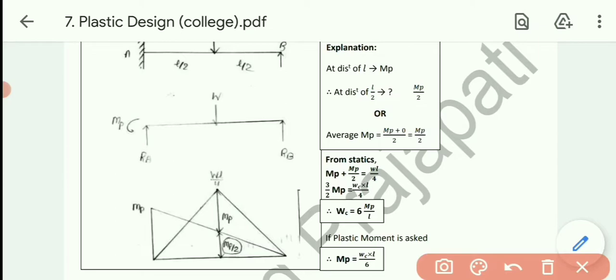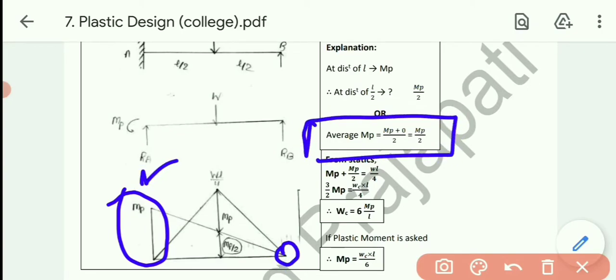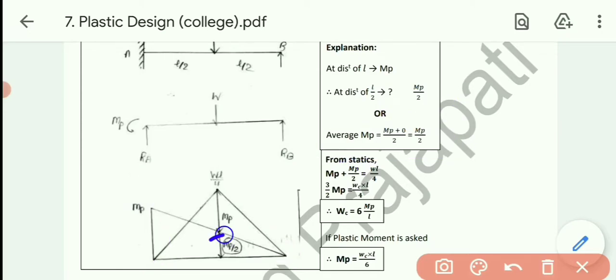Or you can directly calculate it with reference to the average. Over here the moment is MP, over here the moment is 0. So average equals this one plus this one divided by 2, that is MP plus 0 by 2. So ultimately I will get MP by 2. You can select any method whichever is suitable to you. So I got this MP by 2.